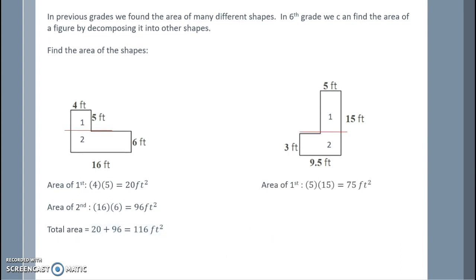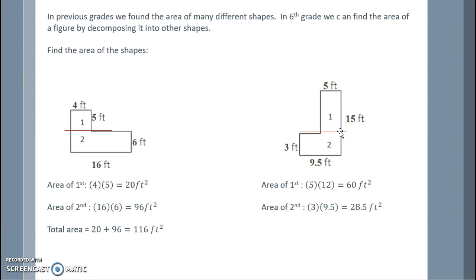So the area of the first one here is 5 feet times 12 feet. And I got 12 feet because this whole length is 15 from top to bottom, but we cut it off at the 3-foot mark. So there are 12 feet here that we still need, that is still left over. So 5 times 12 is 60 feet.